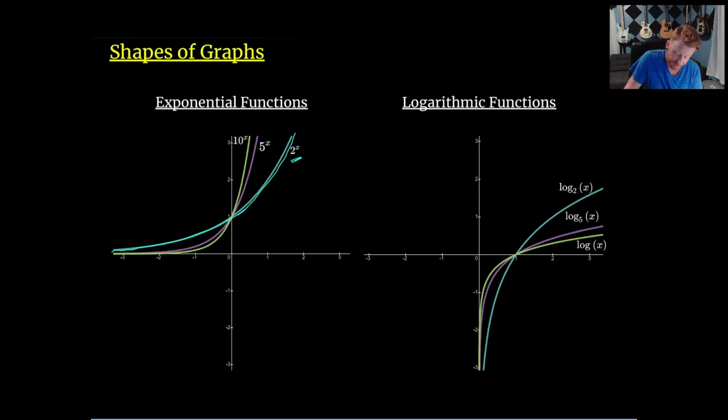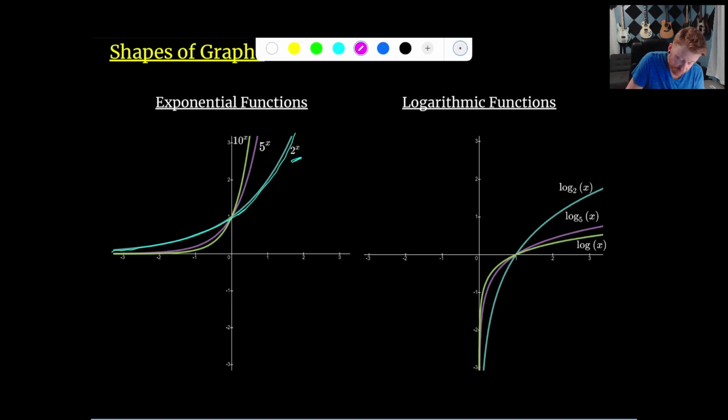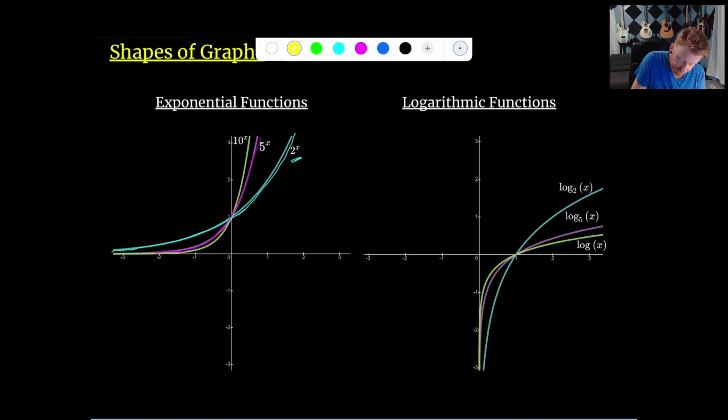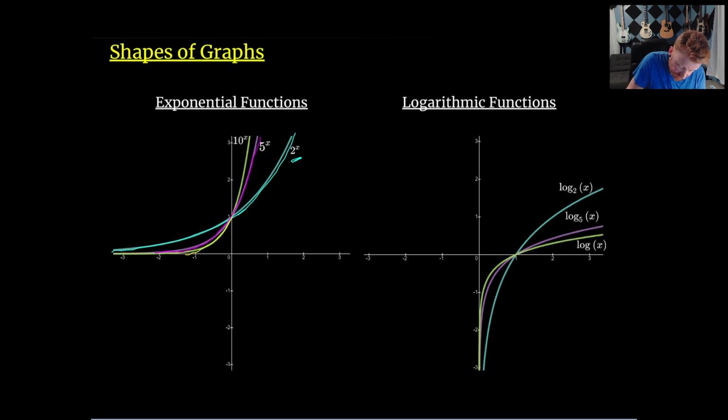But we see that as the base gets bigger, the function grows more quickly. So 5 to the x is growing more quickly than 2 to the x, and 10 to the x is growing even more quickly than 5 to the x. So remember that for every increase of 1 in the domain, for 2 to the x it's doubling.